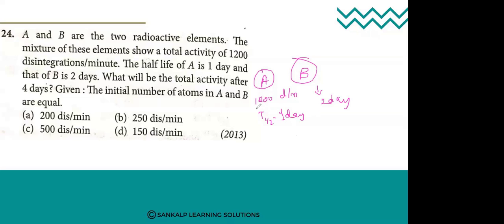The activity is 1200 disintegrations per minute, but the half-life is different. For A it is 1 day and for B it is 2 days. What is the total activity after how many days they are asking? After 4 days they are asking. The initial number of atoms in A and B are equal. So initially A and B are equal. Okay, so see how to do this one.